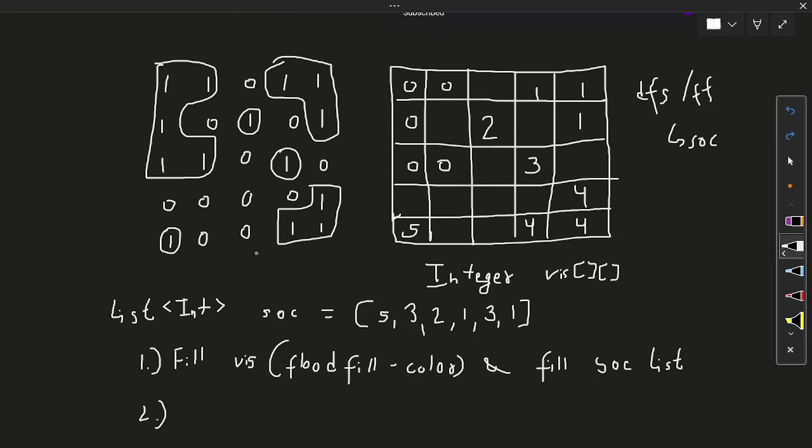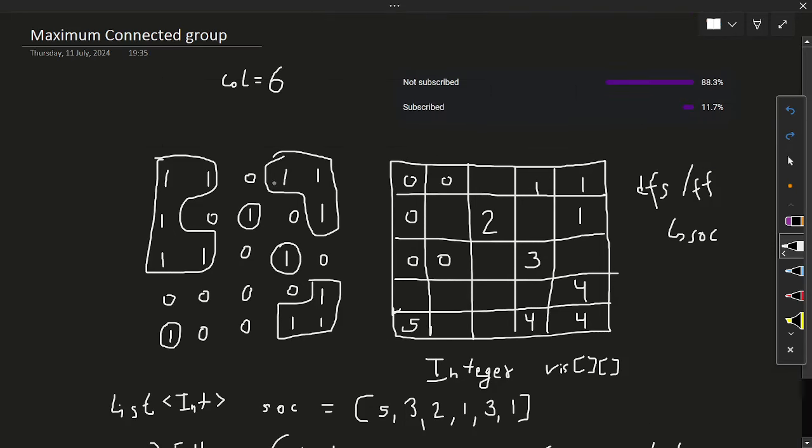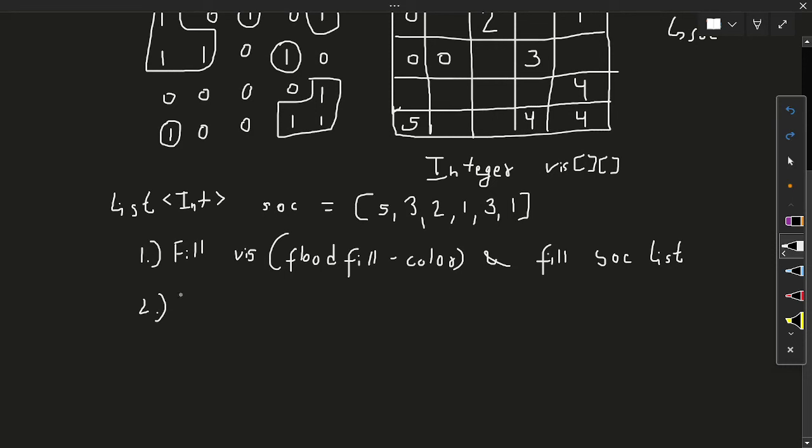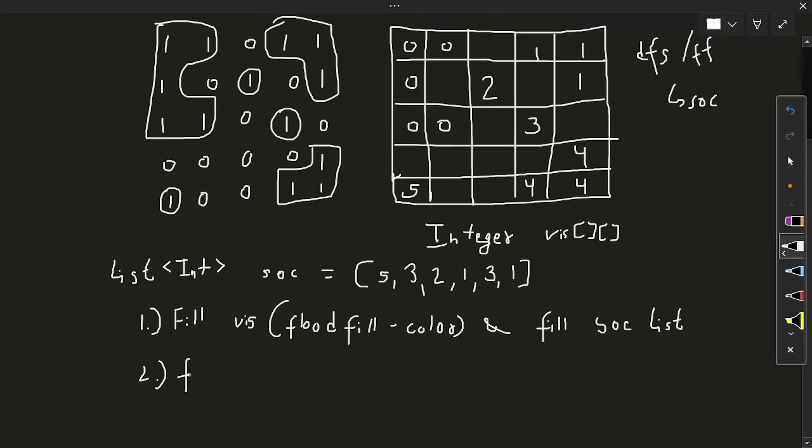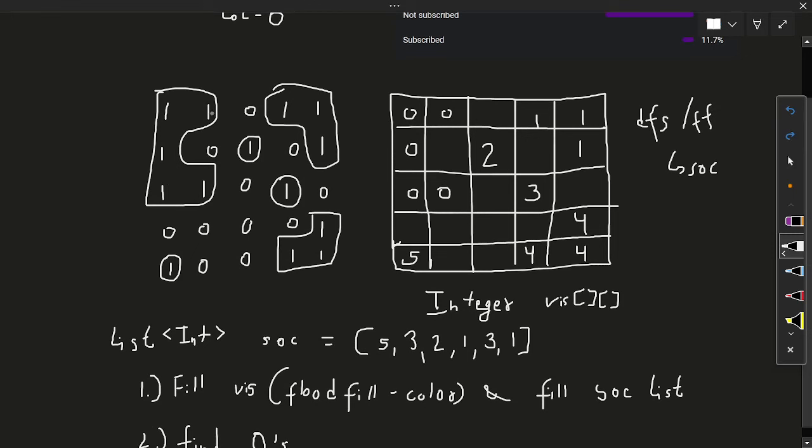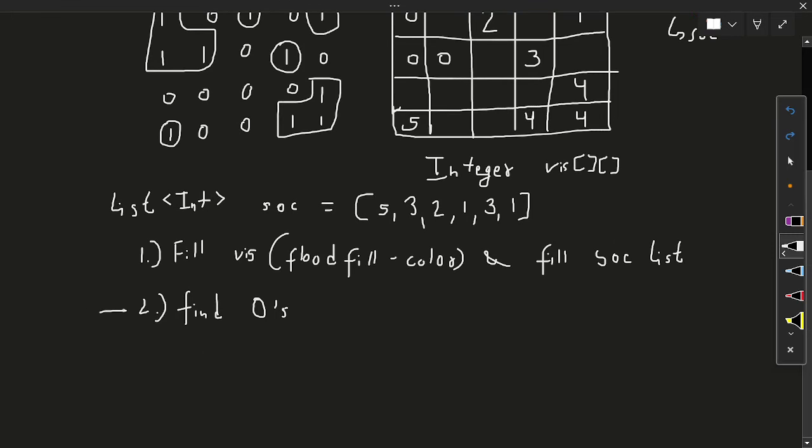So our next step. We have filled up the ones. Now we have to find the zeros. So we will run again a loop of n cross n size, and we have to find the zero. Remember this: the first step is only for ones, so for one cells we do that, and this step we have to do for zeros.